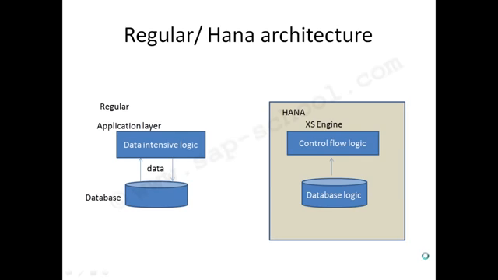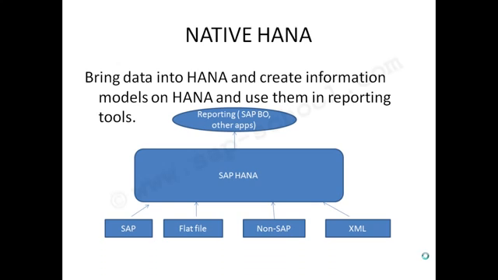So moving forward, we'll see what SAP Native HANA is. This is the same as what we have discussed so far. Native HANA is nothing but you bring data into HANA from different sources, then build information models on SAP HANA, and then use them in reporting tools. So you're basically using the application server and web server of HANA for your application. This is just an overview. We'll see a little bit more in detail in the later slides.